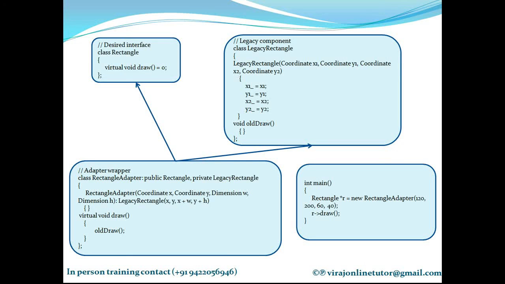Okay. So this is the desired interface that I'm expecting. This is the legacy component which has the old interface. There is an adapter which converts the old interface into the new interface. How? By inheriting from the desired interface and the legacy component. And here the desired interface is internally calling the existing interface. And in the main function, I invoke the draw, which internally converts the request into the legacy component's old draw function.